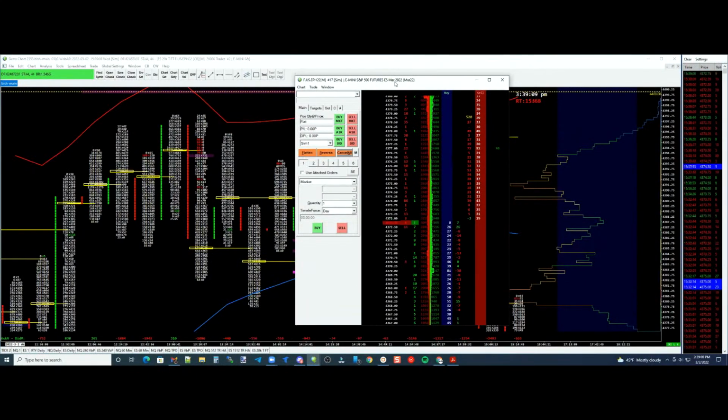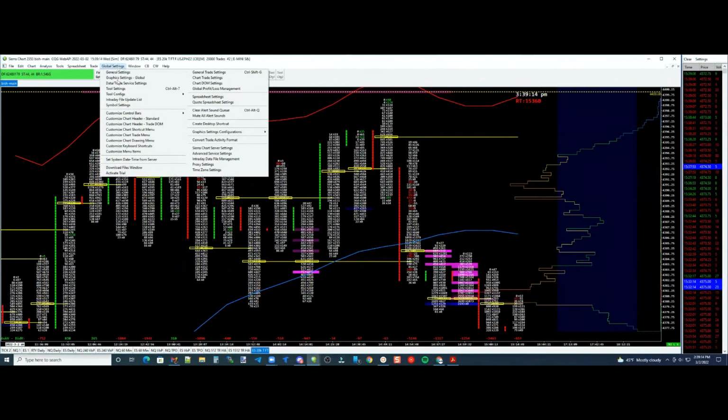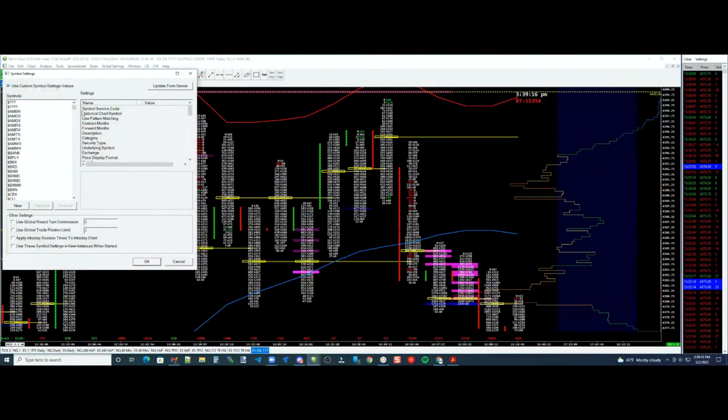So to change this, what you have to do is come under your global settings and go under symbol settings, find your symbol for the ES. Mine is FUS EPH. So go to FUS, go to EP. So this is how you fine tune your MBOs.